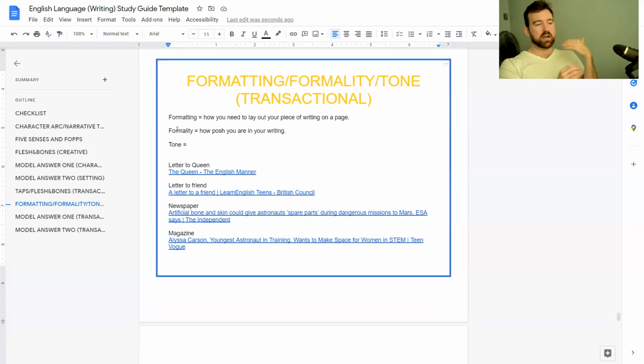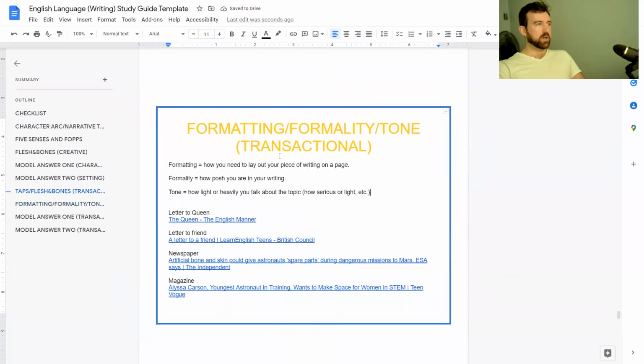Whereas if you're talking about holidays, friendships, concerts, adopting an animal, whatever, summer, these are usually lighter topics. So they're going to be just a bit more uplifting, a little bit more breezy, right? So the tone is effectively how light or heavily you talk about the topic, how serious or light, etc. Okay, so let's dive into some different examples of formatting, formality, and tone.